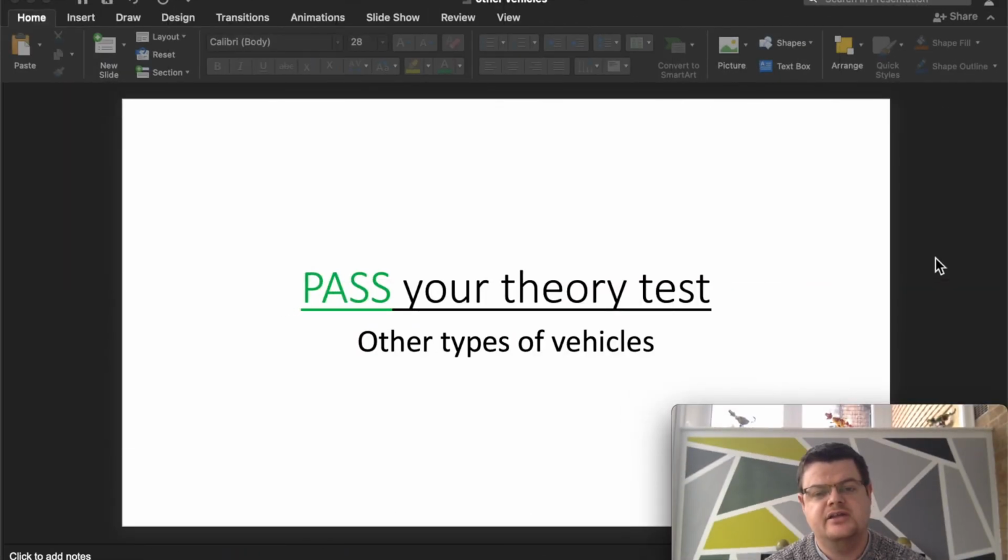Today we're going to be looking at some theory test questions on other types of vehicles, which I believe is often a category that people struggle with when revising for the theory test. Often I think it's because people don't think about these sorts of things, because it's other types of vehicles apart from cars, which you might not know about, but you still need to know about because you could be dealing with them when you're on the roads driving your car.